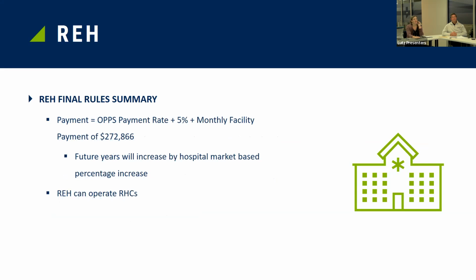So the payment for REHs: if you're a critical access hospital looking at this, you would no longer get cost-based reimbursement, but you would get the OPPS payment rate plus a 5% additional payment plus a monthly facility payment of $272,000. That monthly facility payment will increase by a hospital market-based percentage increase for inflation and other factors in future years. An important clarification in the final rule is that REHs can operate rural health clinics. So if you're a critical access hospital looking at this model, you could still operate your rural health clinic and get that rural health clinic reimbursement.